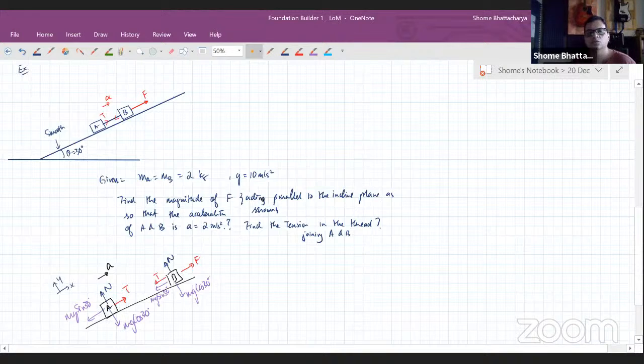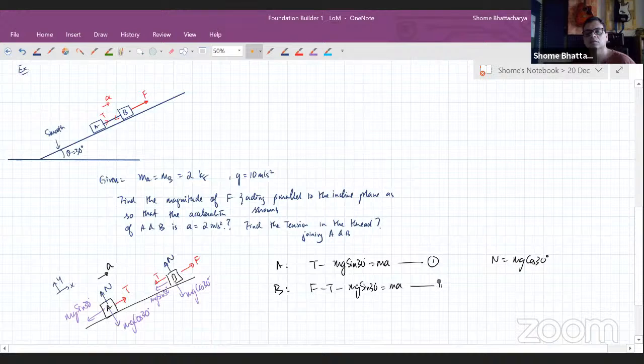So for block A, we'll have the equation T minus mg sine 30 is equal to ma. Of course, normal reaction is mg cos 30. And for the block B, we have the equation F minus T minus mg sine 30 is again equal to ma. And normal reaction is again, of course, mg cos 30. So once again, we can just add the equations 1 and 2, and we'll get F minus 2 mg sine 30 is equal to 2ma.